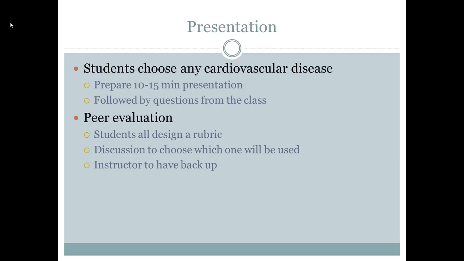And just as a backup, in case the students didn't bring any appropriate rubrics, the instructor would have a backup to use. And then the rubric would be given out to all the students before they present, so that way they would know what's expected of them. And then after the presentation, all the students would fill out an evaluation on their classmates' presentation.